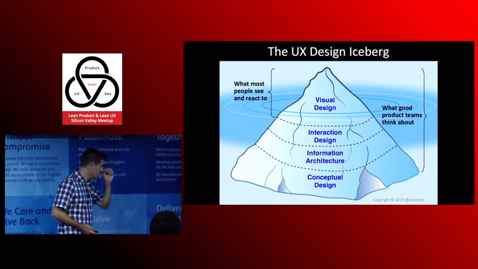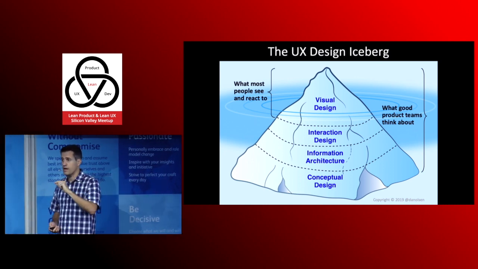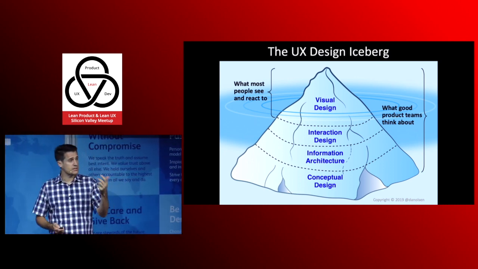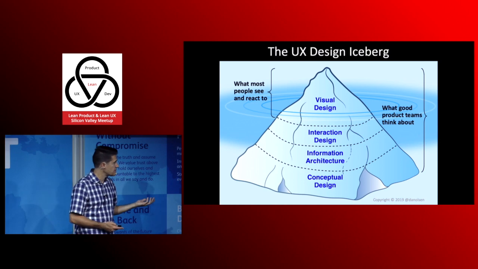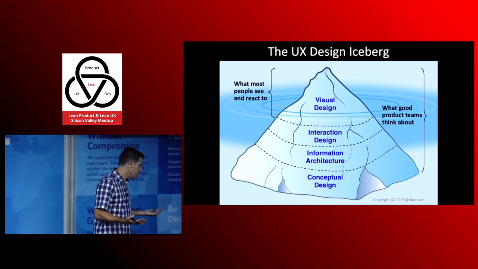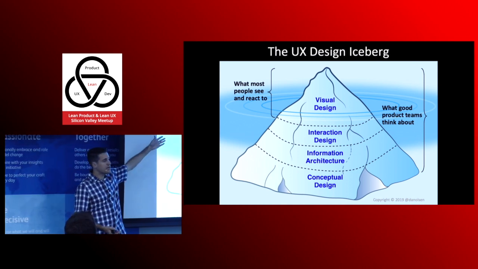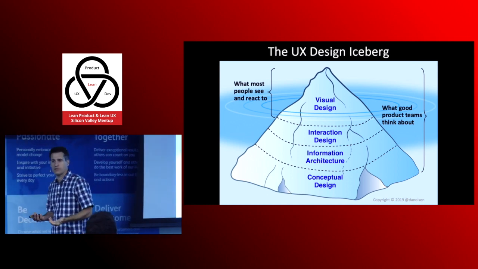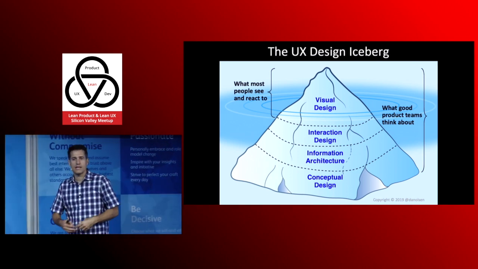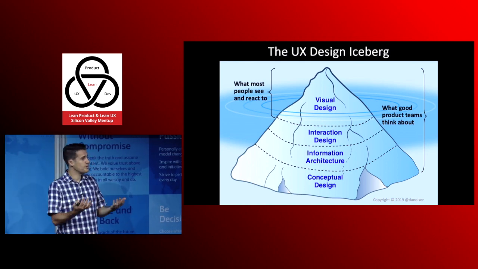Interaction design is anything the user can interact with, anything they can click or tap on. So buttons, forms, controls, navigation, that's interaction design. And the main thing here is, designers tend to be either stronger in visual design or stronger in interaction design or information architecture. Not to oversimplify the world, but there's kind of two main types of designers.